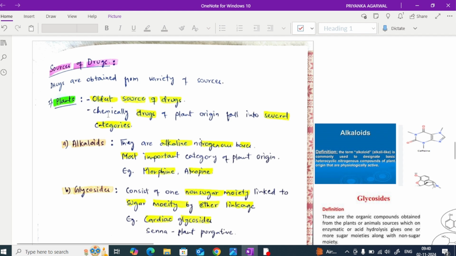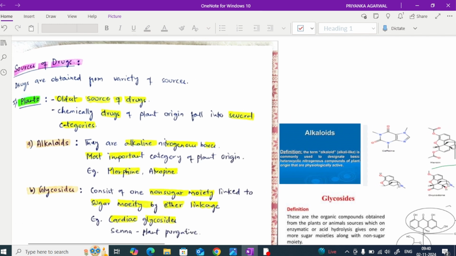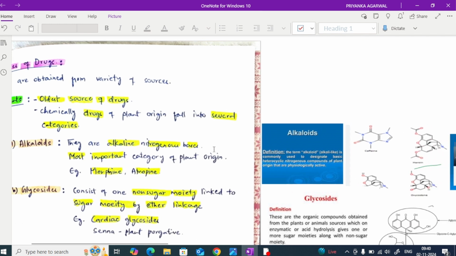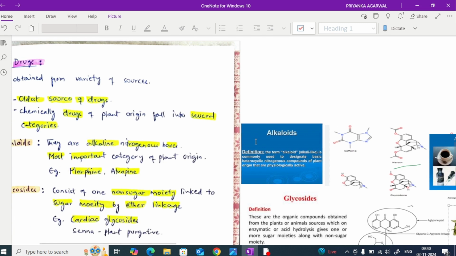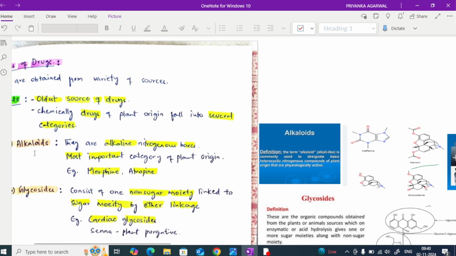Okay, and chemically, drugs of plant origin fall into some categories like this. So here we have first, alkaloids. So what are alkaloids? Alkaloids are alkaline nitrogenous bases. So you can see here in the structure, we have some nitrogen. So they are the nitrogenous bases. So these form the most important category of plant origin. Some examples would be morphine and atropine.